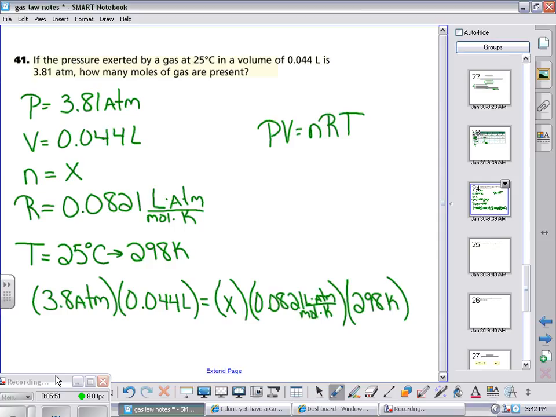No changing conditions. We go ahead and we solve for our number of moles that we have, and we get 0.0069 moles of gas in this particular problem. We only need 2 sig figs in our final answer.